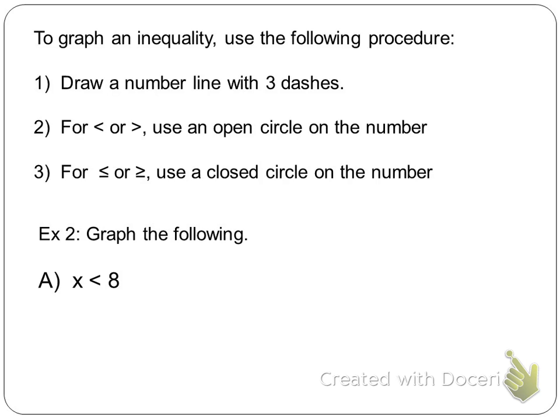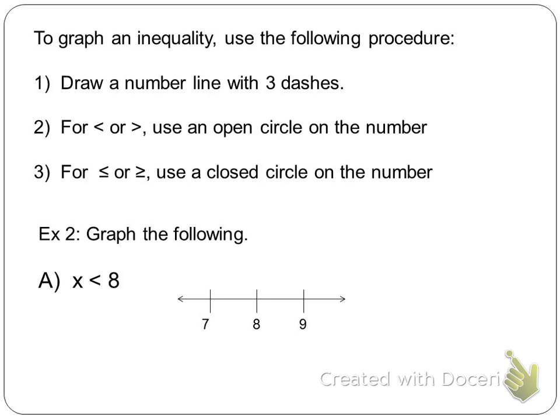So I want to graph on the number line x is less than 8. So here's your number line, right? We want 3 dashes, and we put your number in the middle. So if we're talking about an 8, 8 goes in the middle. And then just put the numbers around 8. So we're just sort of zooming in on one part of the number line.